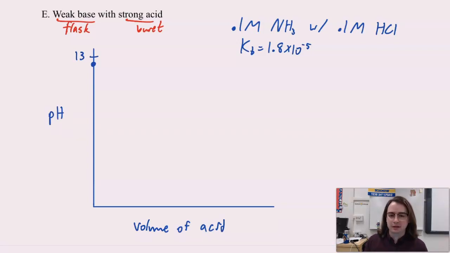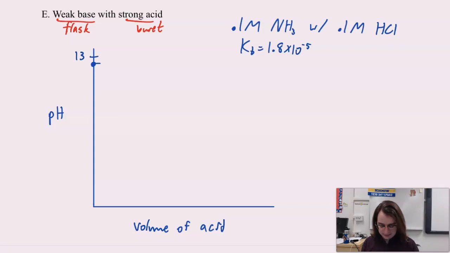Hopefully you found that the pH is about 11.1, right? You run through it, you got 1.8 times 10 to the negative fifth, multiply that by 0.1, take the square root, you do 14 plus the log of that number, that gives you the pH. So the point is that it's below 13. So let's draw our curve.